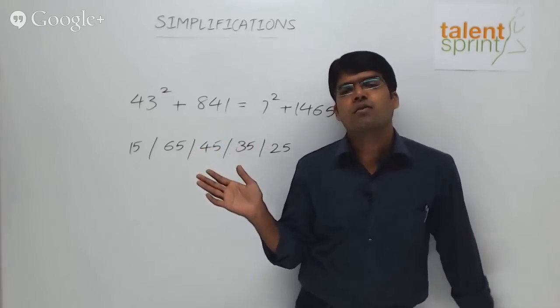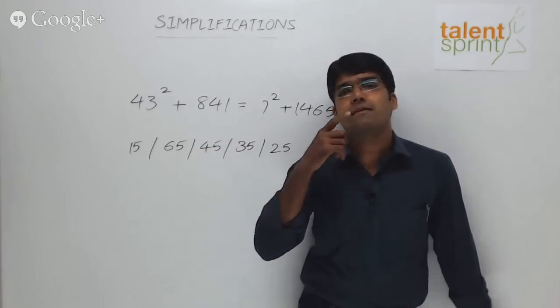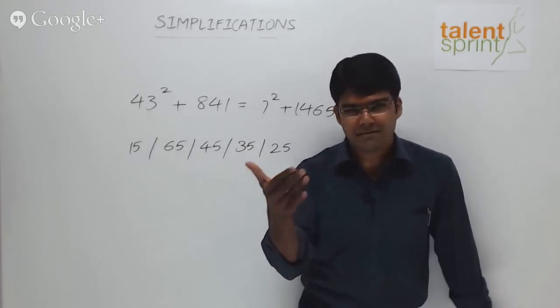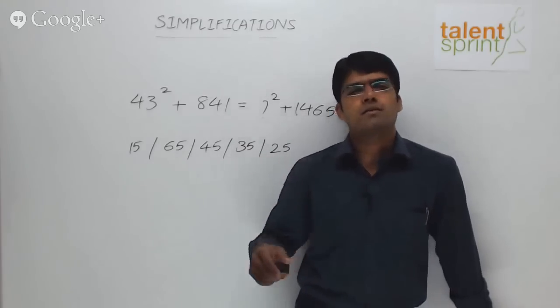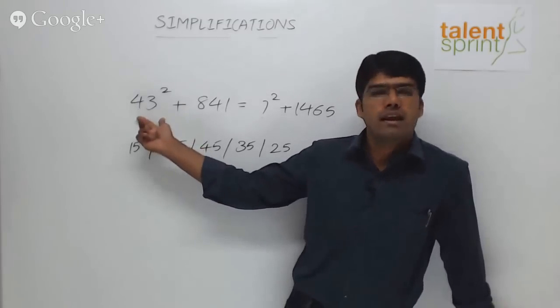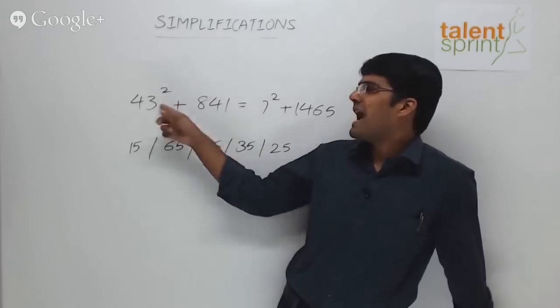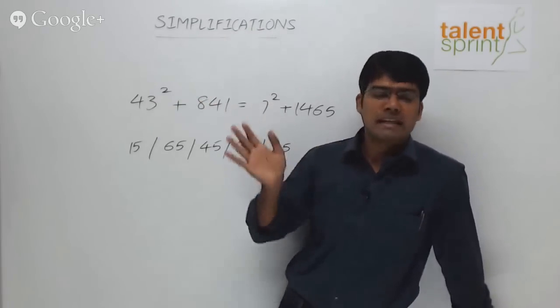What is 43 square? How do you find the square of a number? Always take the base as 50. So 50 minus 7, whole square. So 2500 minus 700 is 1800, plus 7 square, 49. This is 1849. 1849 plus 841 equals what square plus 1465. Again, add, subtract this value, take the square root, and you'll get the answer, right?